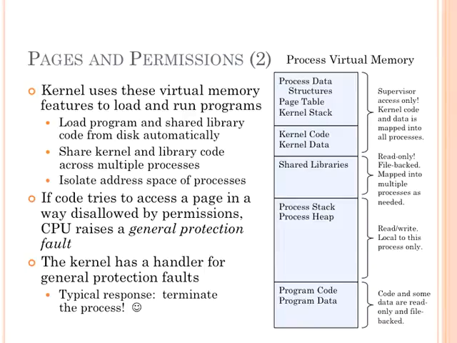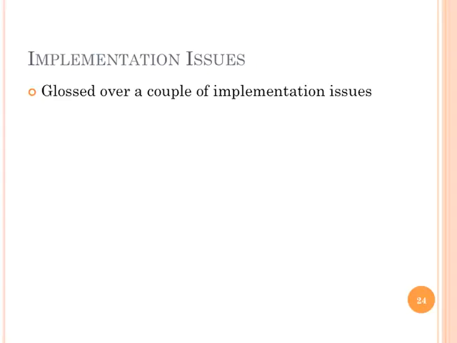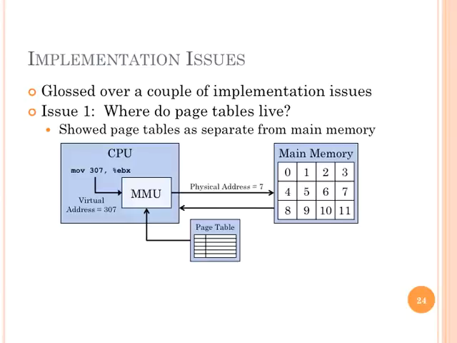Okay, so what we're going to talk about now is a couple of implementation issues that we've kind of ignored. We drew this picture. And the picture is nice and clean. Okay, the MMU accesses a page table, and it uses that to access main memory. So the question is, where do the page tables actually live? Well, they also live in main memory, right?